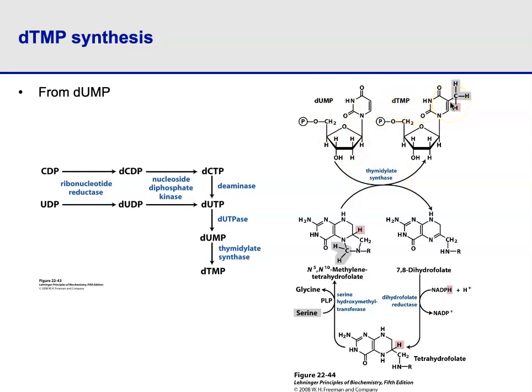Now this process has to be very tightly regulated, because if for some reason something interferes with this process, then you will have an increased concentration of dUMP or deoxyuracil nucleotides. And what's wrong with having deoxyuracil nucleotides? Well, uracil is not present in DNA.